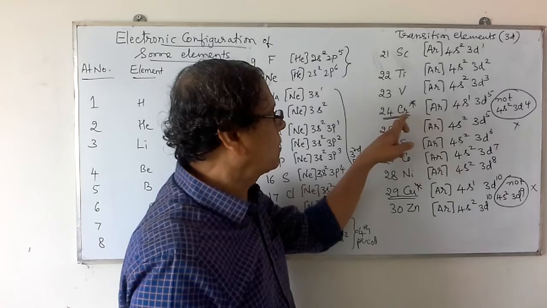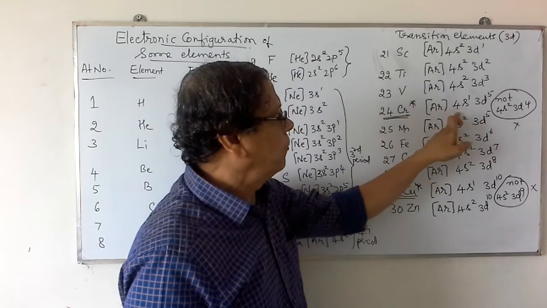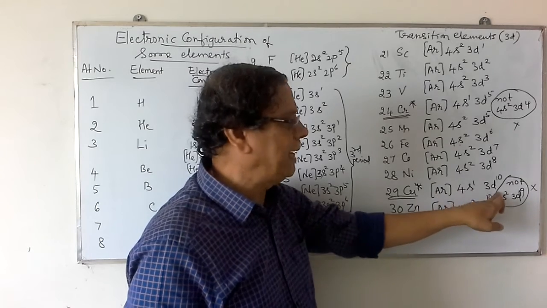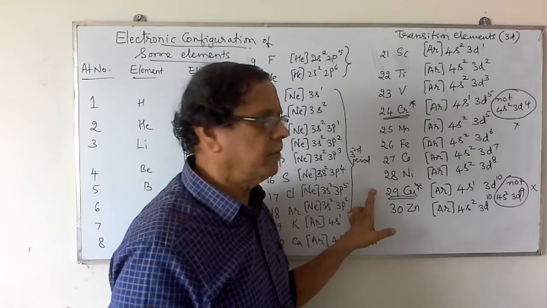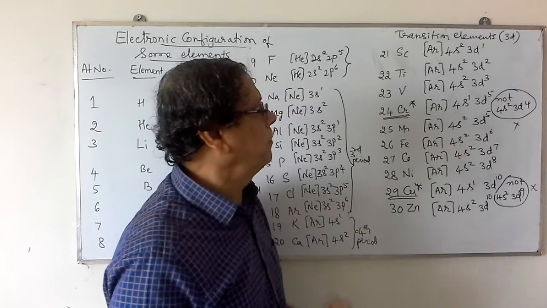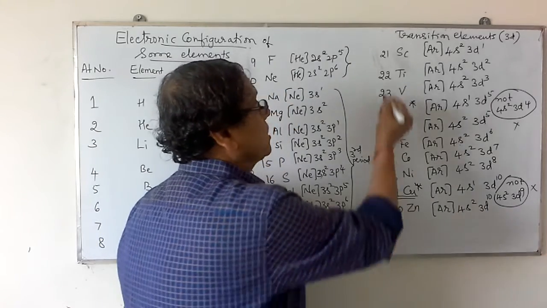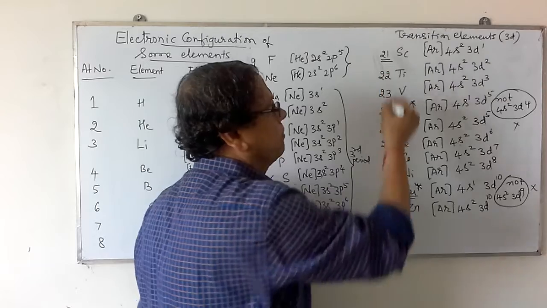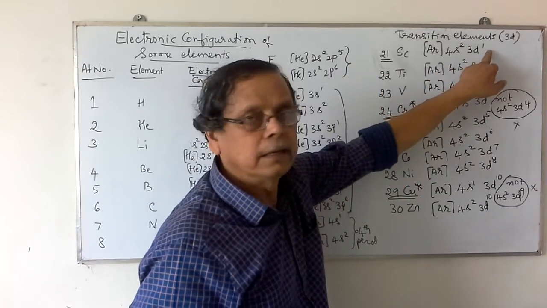For especially chromium and copper, there is a special configuration, 4s1 3d5 and 4s1 3d10. This we have to remember as far as the configurations of these two elements are concerned. Then I will give you one important piece of information to remember the outer configurations. When we start with scandium, it has atomic number 21, 4s2 3d1: 2, 1.